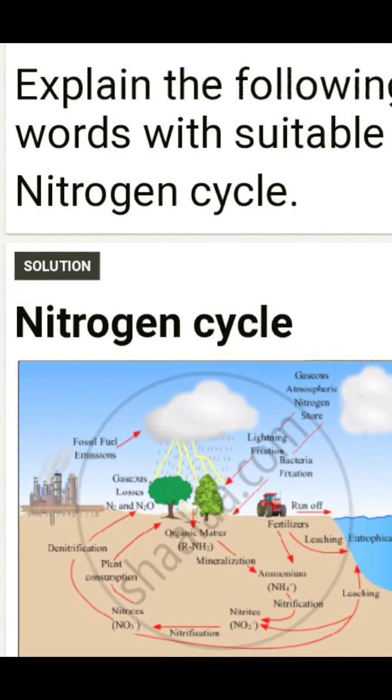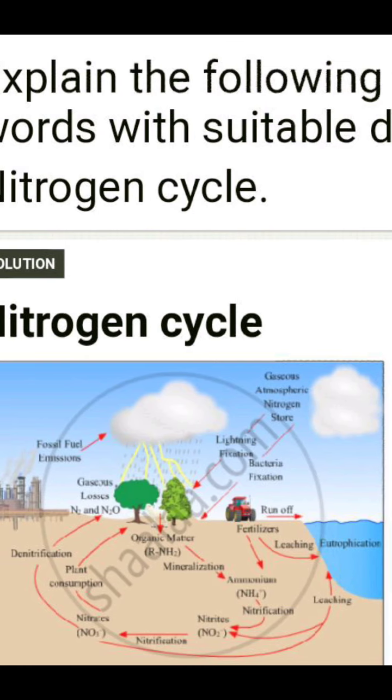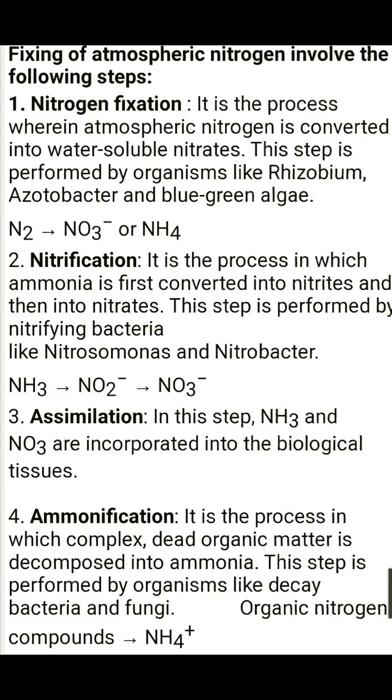Now the second cycle that is asked over here is the nitrogen cycle. Again you have to draw this diagram of the nitrogen cycle. This diagram is also given in your textbook. If you want, you can copy it from here also. So we will now explain the nitrogen cycle. The nitrogen cycle basically takes place in certain steps.